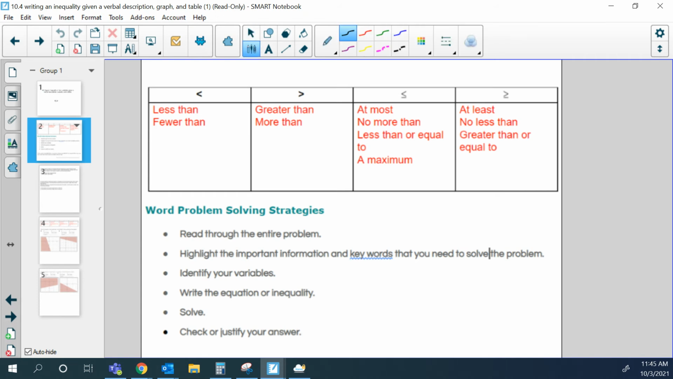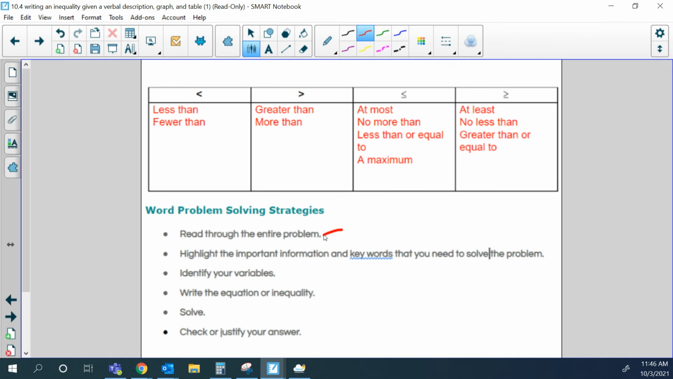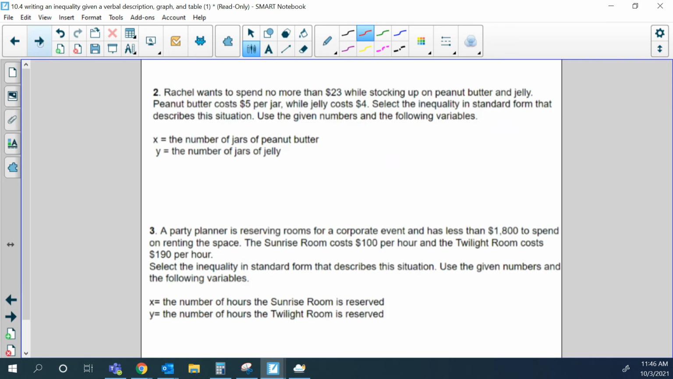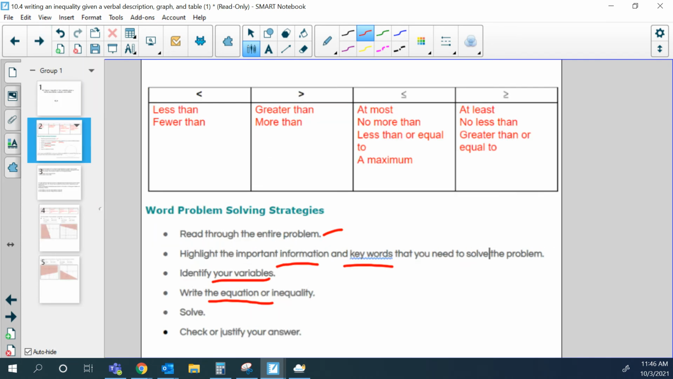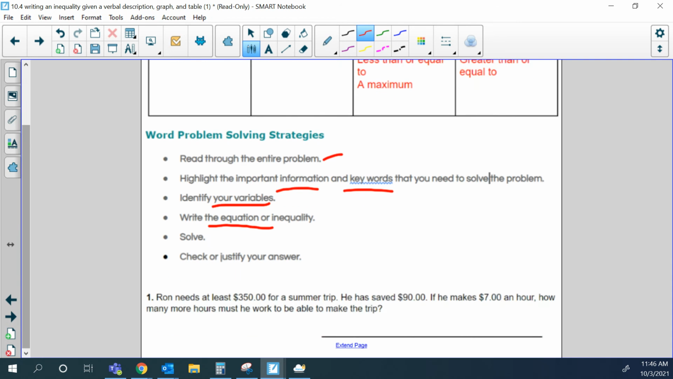Now, when you get a word problem, the first thing you want to do is read through the entire problem and highlight keywords and information that will help you solve the problem. Identify your variables, write the equation or inequality, and sometimes we'll ask you to solve the equation. You can also justify your answer. So let's look at the first one. Number one, we did this on Friday.